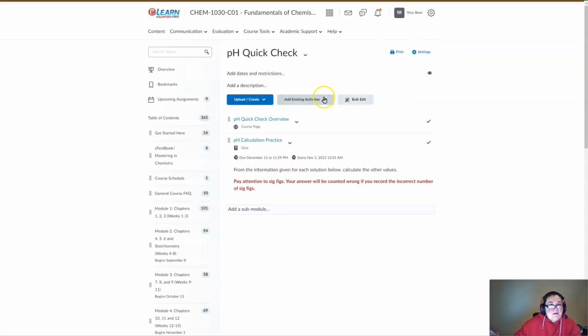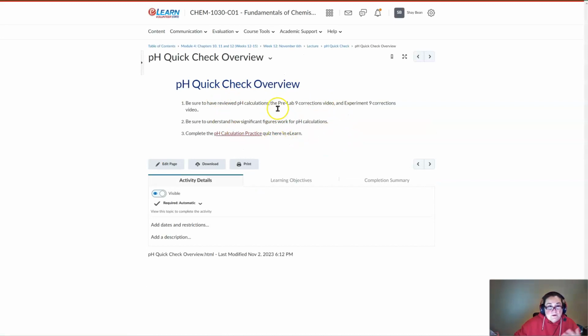And then we have our pH quick check. And so again, this is just the overview. You're going to review the calculations for pH from Chapter 9. Again, go back and watch those videos. Try a few. Be sure you understand how sig figs work. And then this link takes you to that practice quiz. It's also linked right below this.